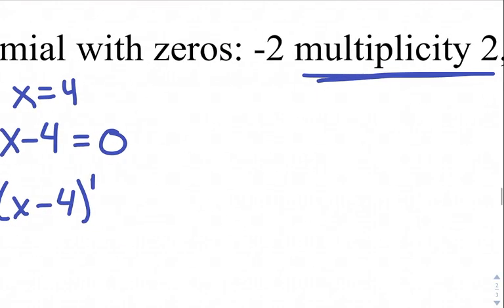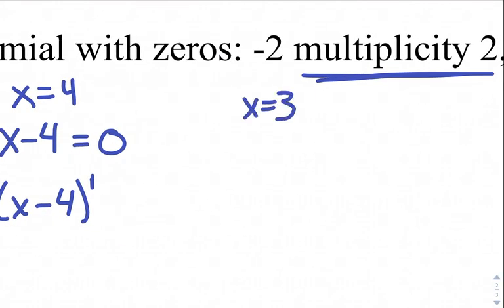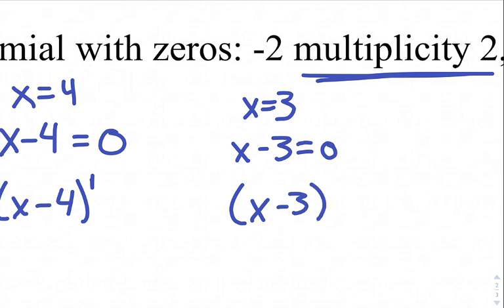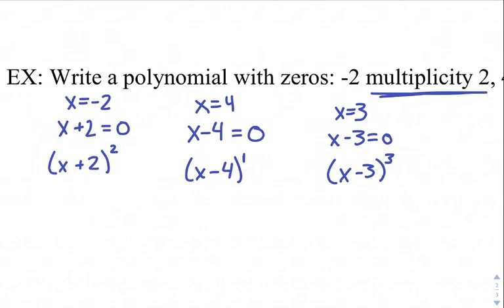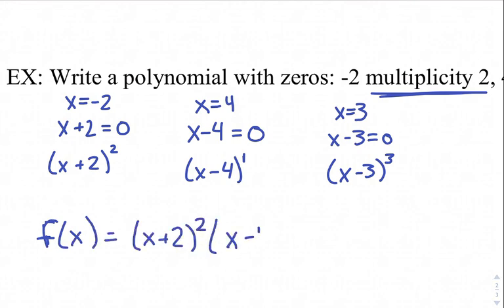The last one was x equals 3. So then I subtract 3 over, and then it said it had a multiplicity of 3. So in order to come up with my function, which you learned in the last video, it would be x plus 2 squared times x minus 4 to the power of 1, and then x minus 3 cubed.